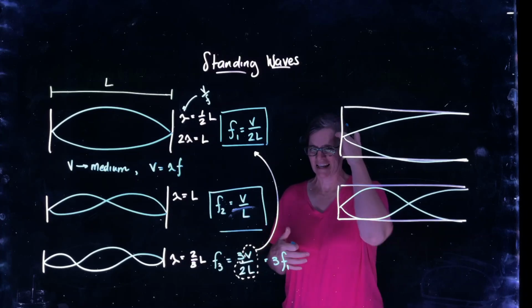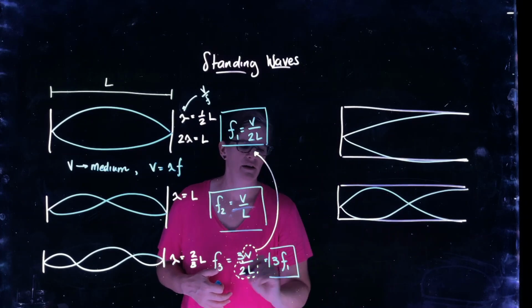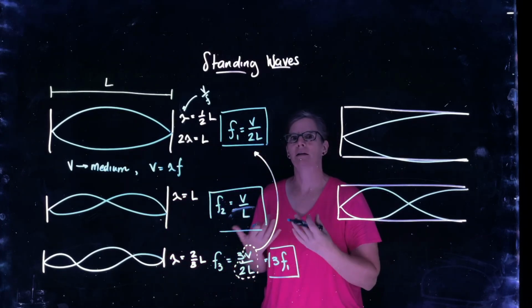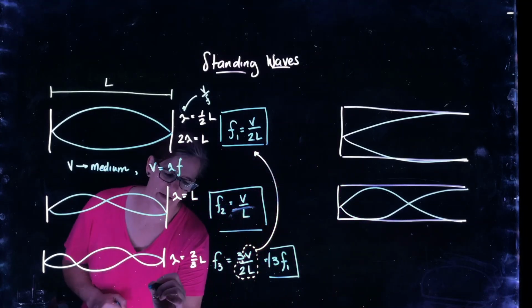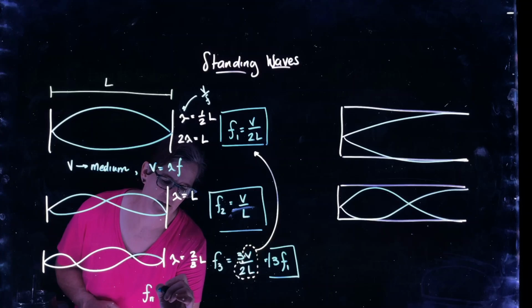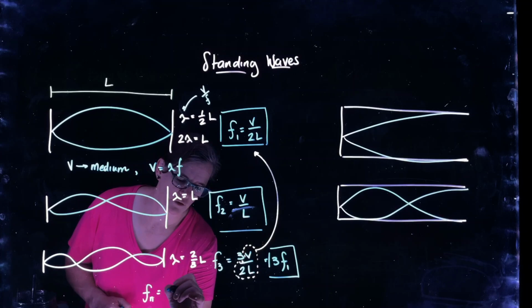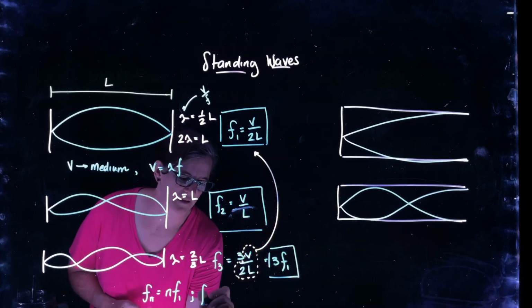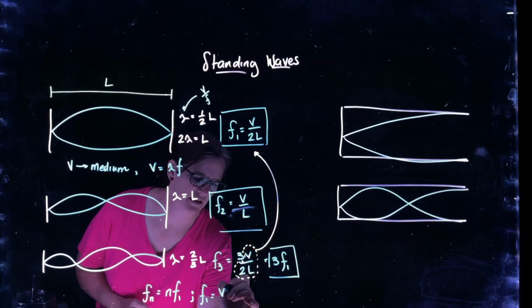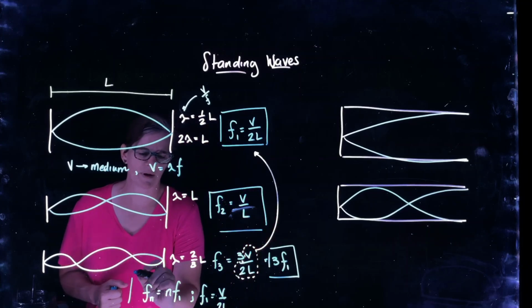So I actually can get a generic relationship for the harmonic frequencies in a standing wave on a string. And that generic relationship is that the frequency for any harmonic n is equal to n times the fundamental frequency, where that fundamental frequency is equal to V over 2L. All right, so this is sort of my generic relationship.